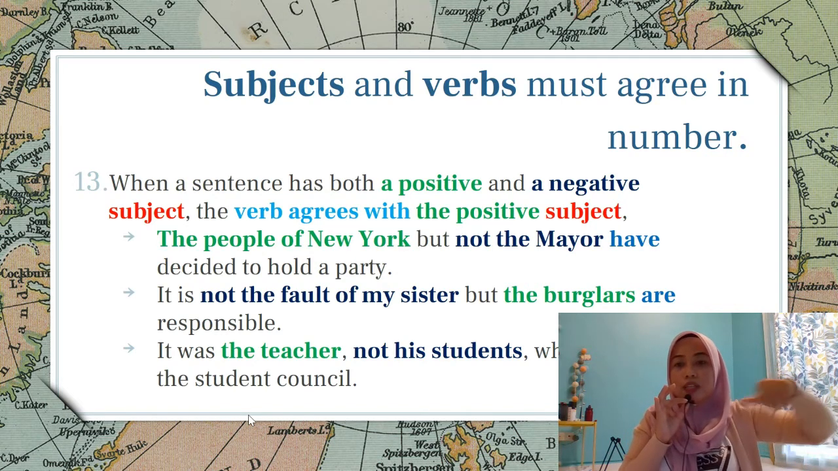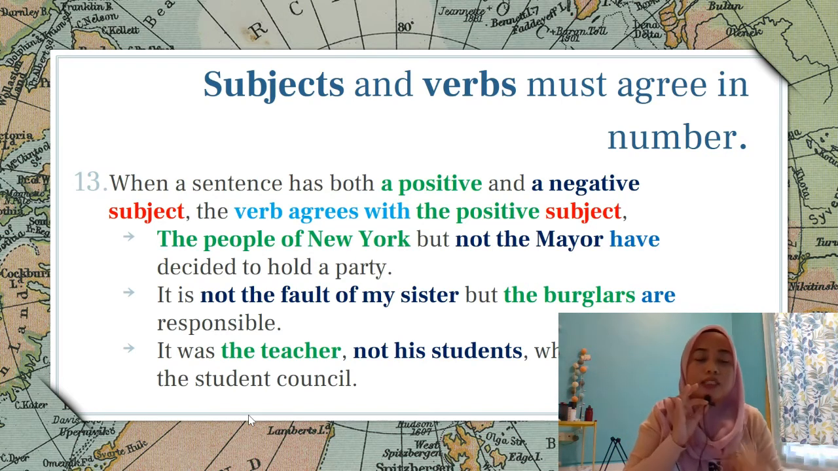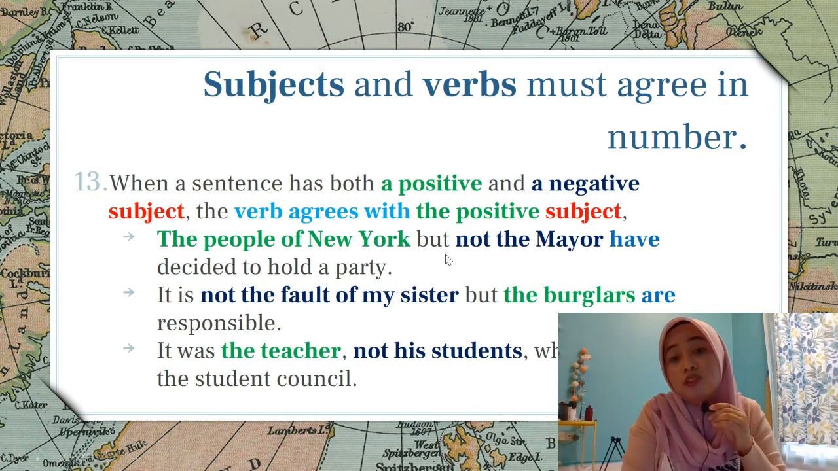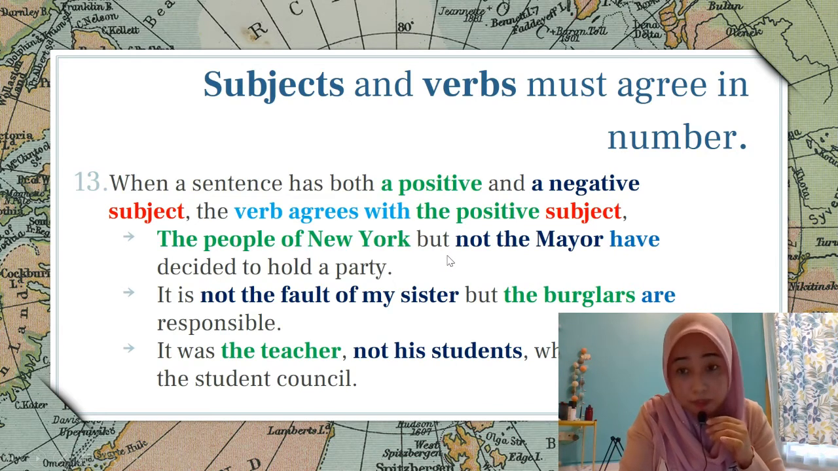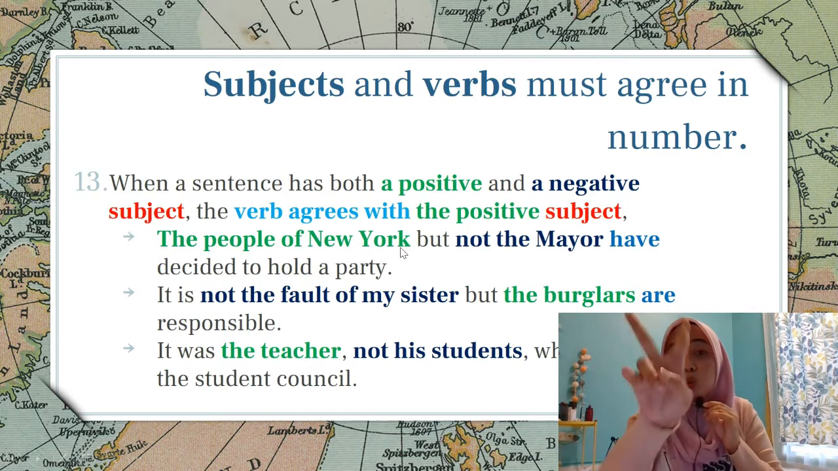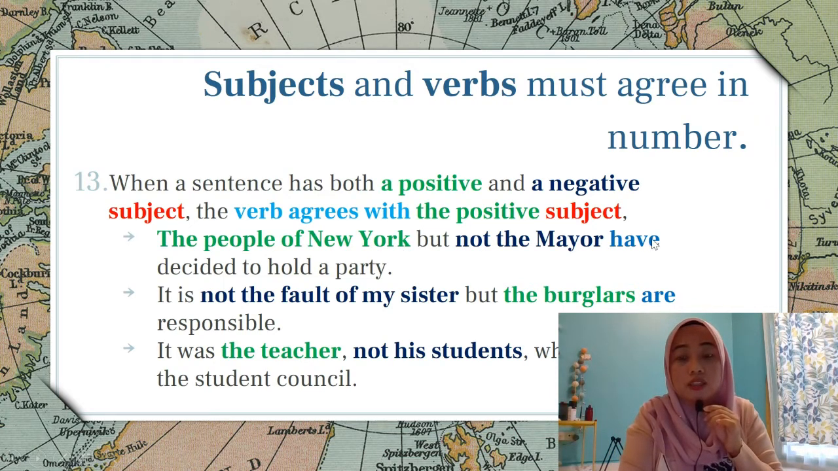Okay, how do you know it's negative? How do you know positive? Let's have a look at the sample and example. Here we have: the people of New York, but not the mayor, have decided to hold a party. So here we see that there are two subjects over here. The subjects over here, there are two.